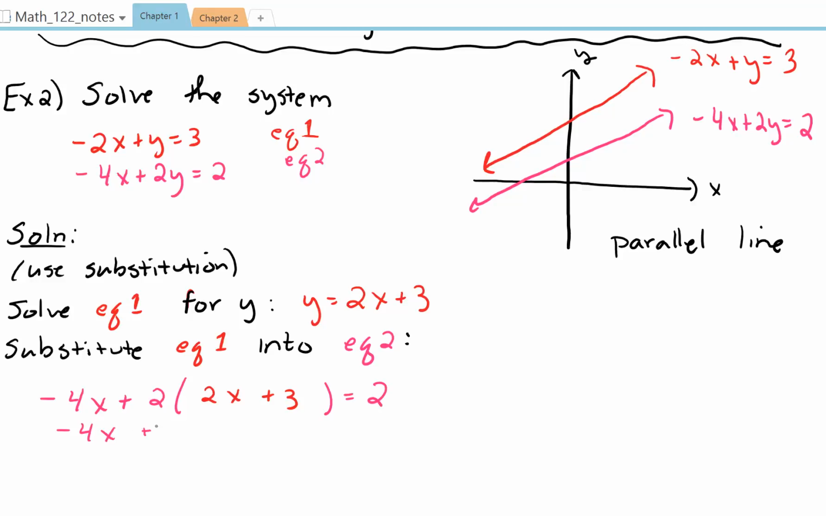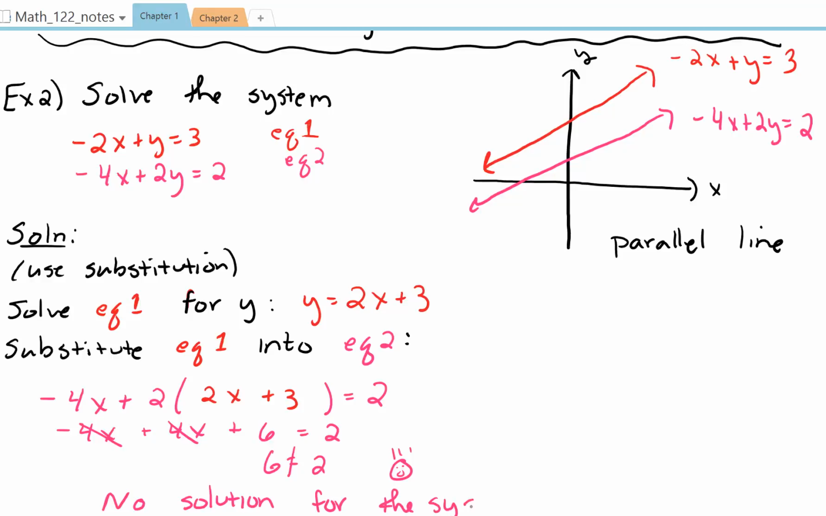All right, so let's work this out. We get negative 4x plus 4x plus 6 supposedly equals 2. These two items cancel. 6 equals 2. Oh dear, this cannot happen. So that's not equal. In other words, we ended up with a false statement. There is no solution for the system.